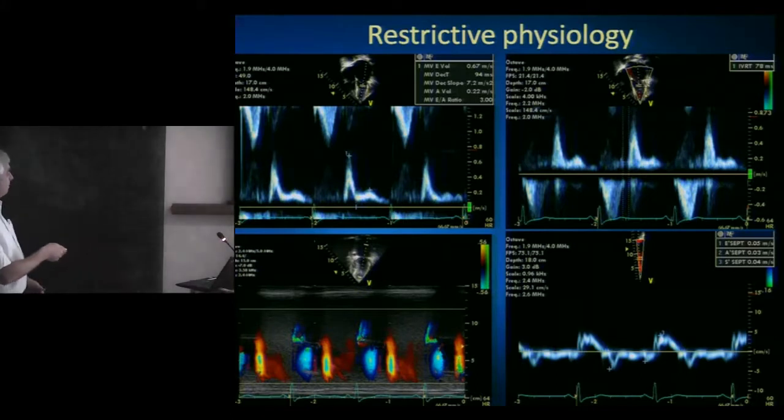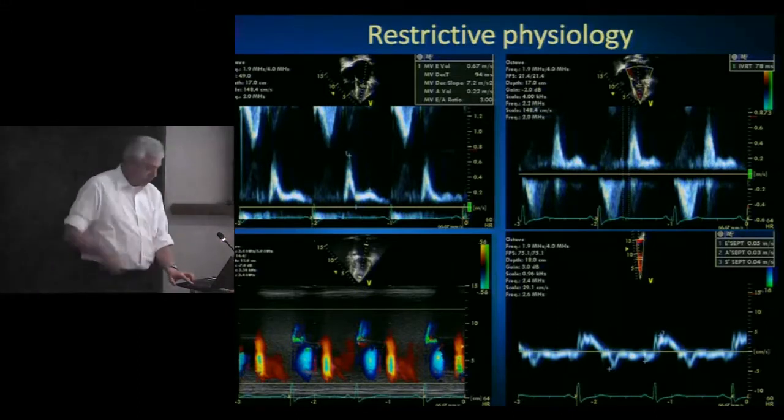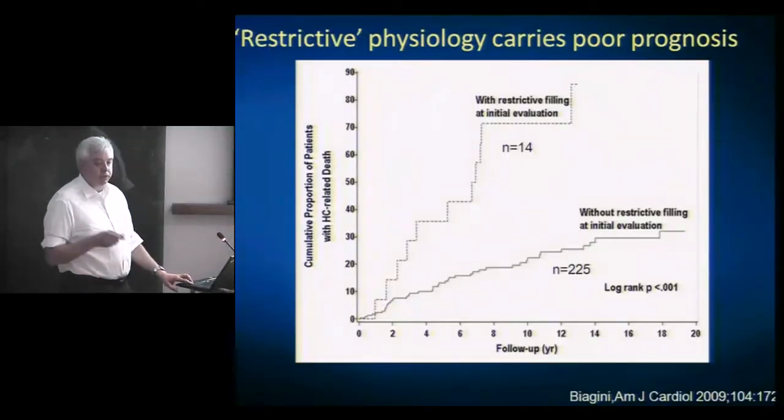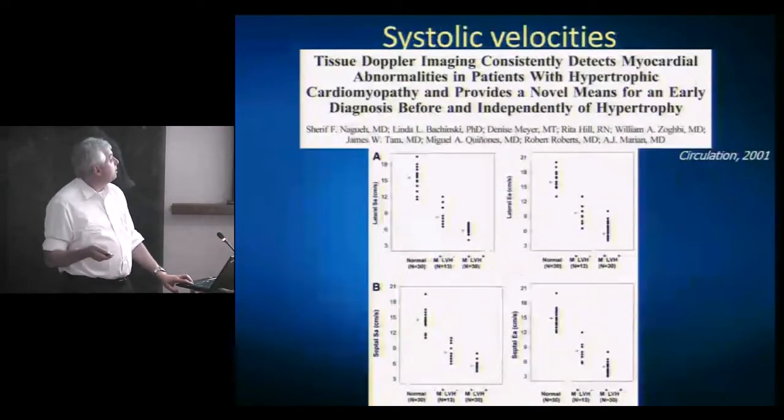And here's the color M mode that Norman mentioned. Instead of being very delayed, it's very sharp in this patient, although in restriction, you usually should get a slow color M mode. This type of physiology is important to diagnose using any technique, so regular Doppler, tissue Doppler, whatever, because it carries a markedly worse prognosis, because again, you have high filling pressures and worse prognosis.